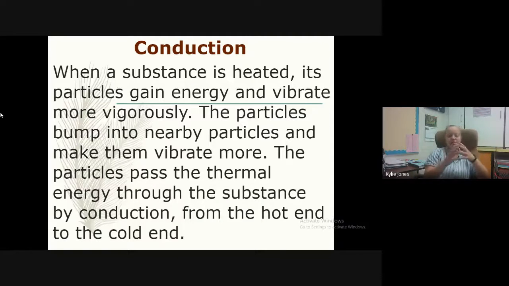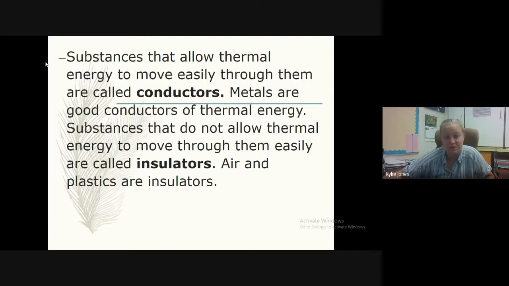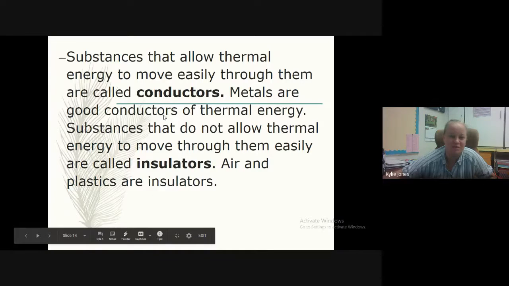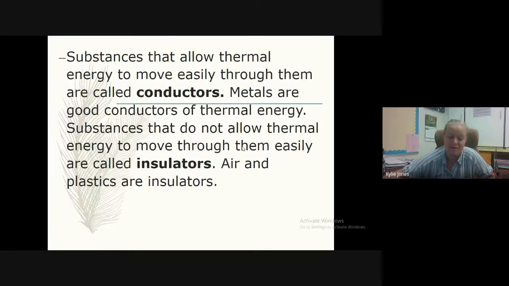Basically you're heating something up, like one substance, and all the particles inside are going to start going really, really fast and make it hot. That's essentially what conduction does. Substances that allow thermal energy to move easily through them are called conductors, like we talked about. Metals are good conductors of thermal energy. And then substances that do not allow thermal energy to move through them easily are called insulators. Air and plastics are insulators. So plastic doesn't really allow heat to pass through it super easily, but metal does.